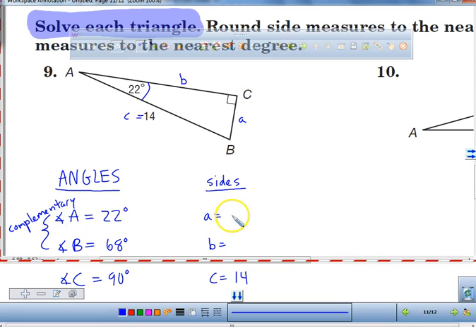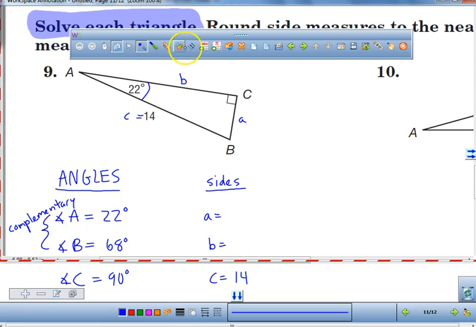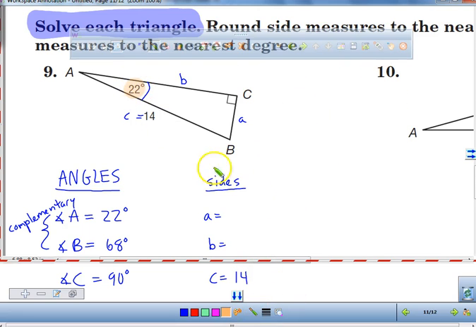Then at this point, you have to solve for A and B using trigonometry. I'm only going to solve for one because people are about to pass out in my class. We don't want anybody to die from boredom. So we're going to just do one of them.